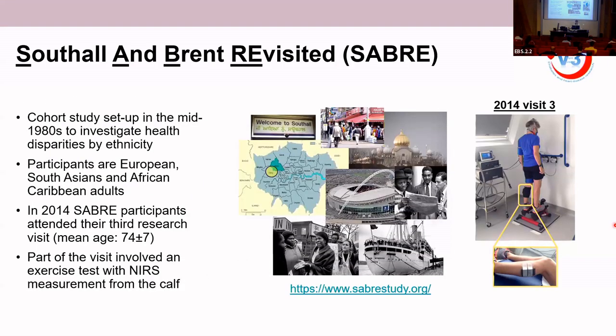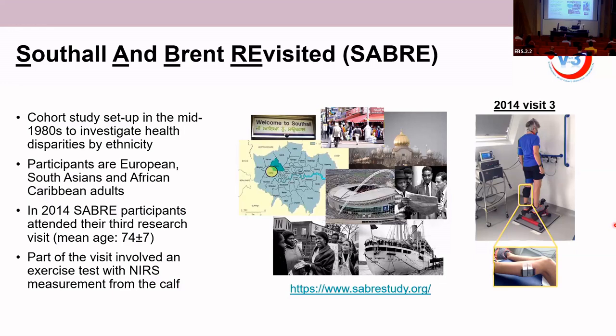So the first study I want to talk about is the SABRE study. SABRE stands for Southall and Brent Revisited. And this is a cohort study which was set up in the mid-1980s, and it was set up to investigate health disparities by ethnicity.